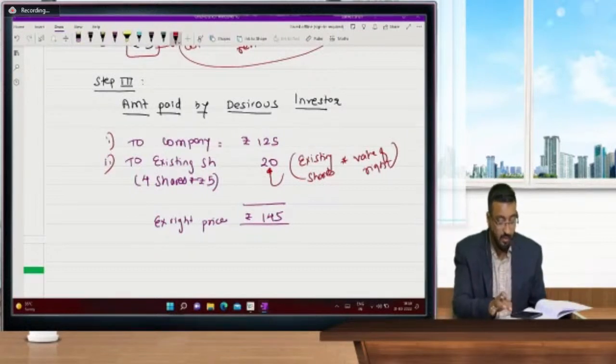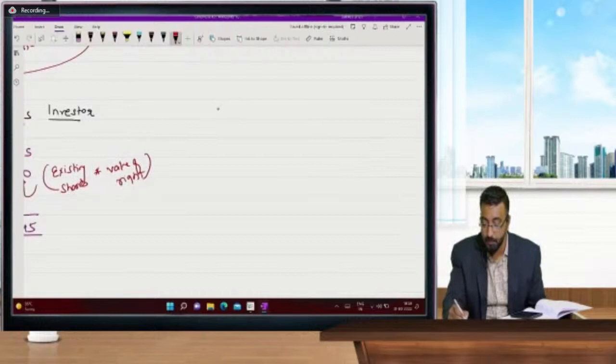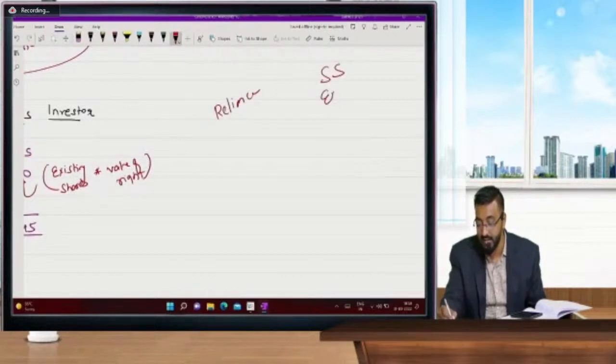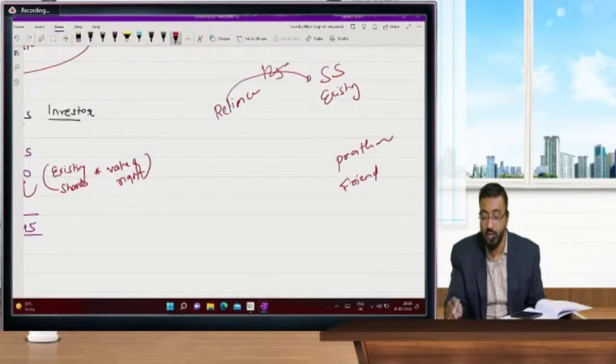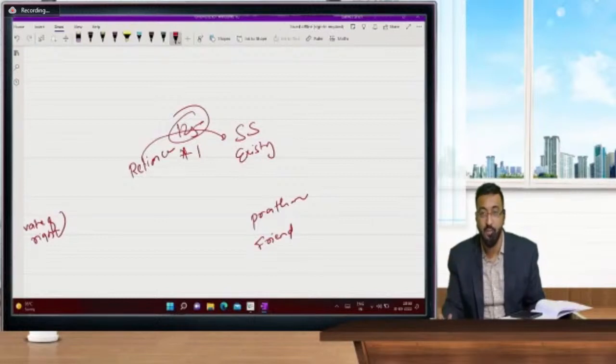Step 3, explain once more. Matanjali is asking, please explain it one more time. See beta, suppose I'm a shareholder of Reliance company, I am the existing shareholder, and Pratham is my friend. Reliance company offers me 1 share for 125. Beta, one more time I am explaining it. Matanjali ji, Reliance company is offering me one share for 125 rupees. If I subscribe to it, I will pay only 125. But beta, I don't have money, so I am not interested in that share.